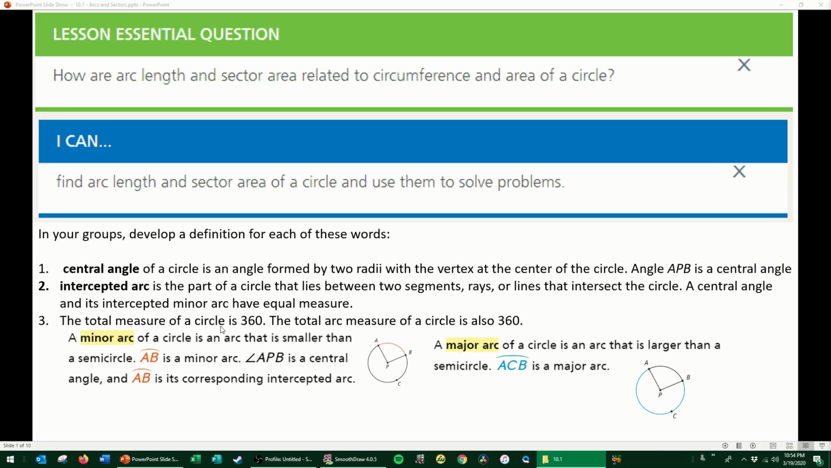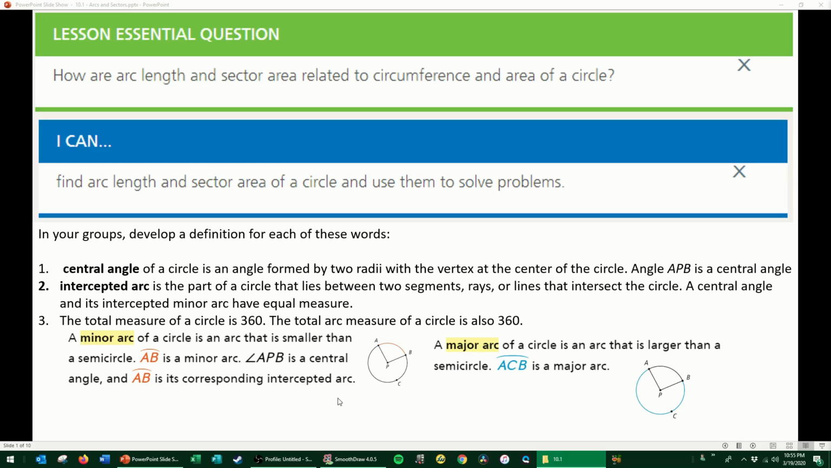So let's actually read it out. An intercepted arc is the part of a circle that lies between two segments, rays, or lines that intersect the circle. A central angle and its intercepted minor arc have equal measure. The total measure of a circle is 360. The total arc measure of a circle is also 360. So that means this measure here, angle APB, is equal to AB's measure.